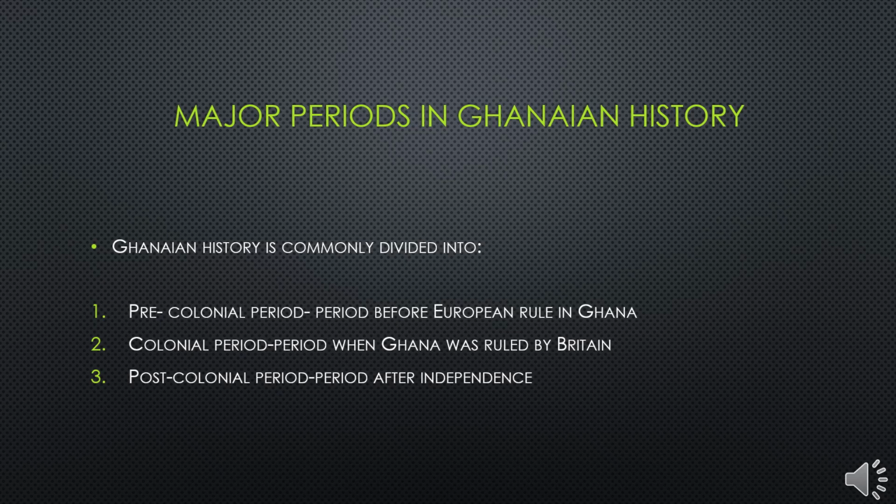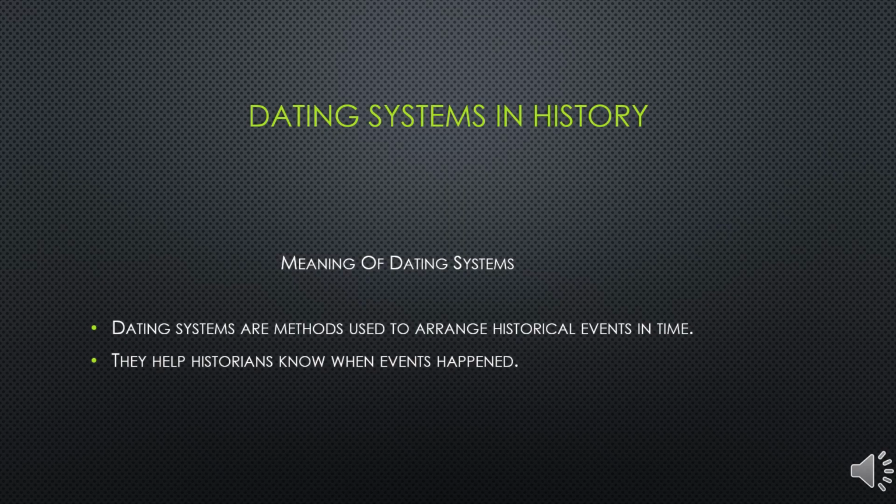We are talking of social inequality. We now move on to dating systems in history. Here we are going to look at the meaning of dating system. Dating systems are methods used to arrange historical events in time. Dating systems also help historians know when events happen. In short, dating systems are methods used by historians to arrange historical events in time. They help us know when events happen.